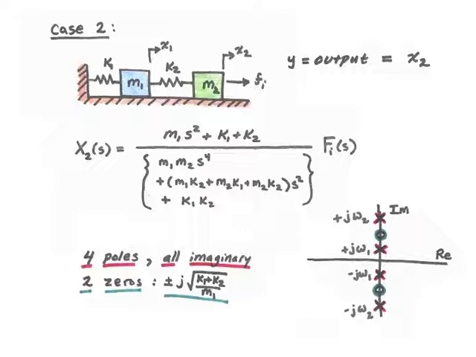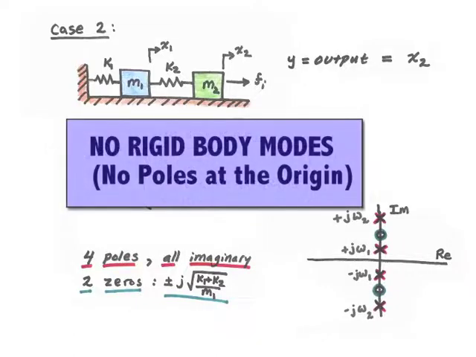Note that unlike the previous example of a two-mass system, there are no poles at the origin of the complex plane. Recall before that we had two poles at the origin, and I said these corresponded to the rigid body mode of that system. There are no poles at the origin here, so there are no rigid body modes. A rigid body mode would correspond to the translation of the entire system across the tabletop.